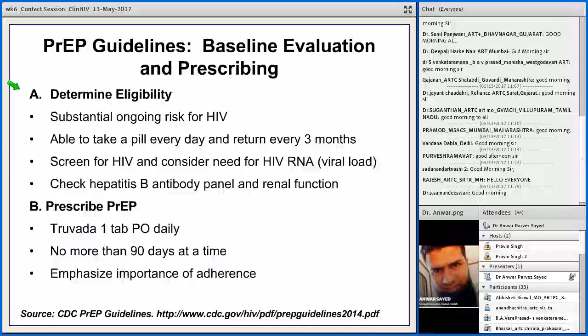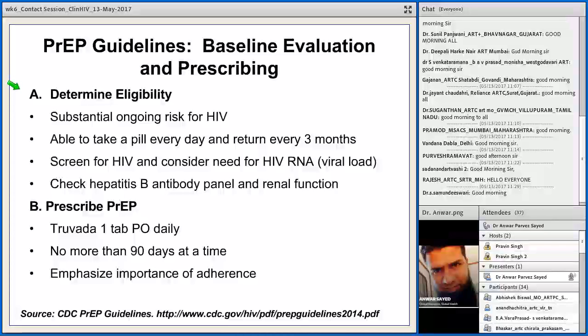Now these are the CDC guidelines for baseline evaluation before prescribing PrEP. First, you will determine the eligibility, then assess substantial ongoing risk of HIV infection, because, as we mentioned in the very beginning, PrEP is not given to everyone. It is given only to those people who have a high risk of acquiring HIV infection. Then it should be given only to those who will be able to take a pill every day and return every 3 months. That is, adherence is very important.